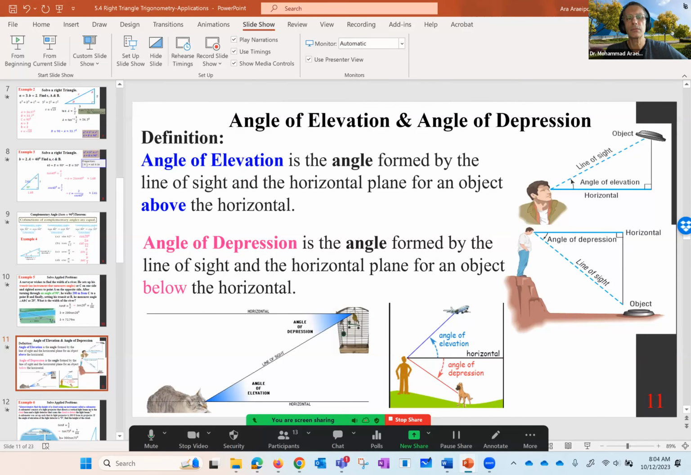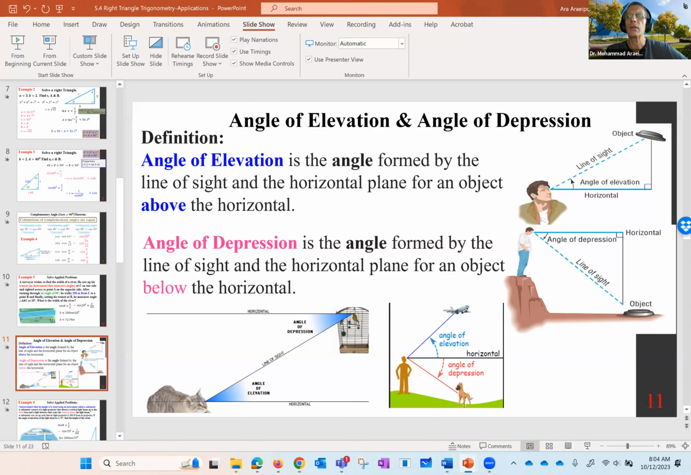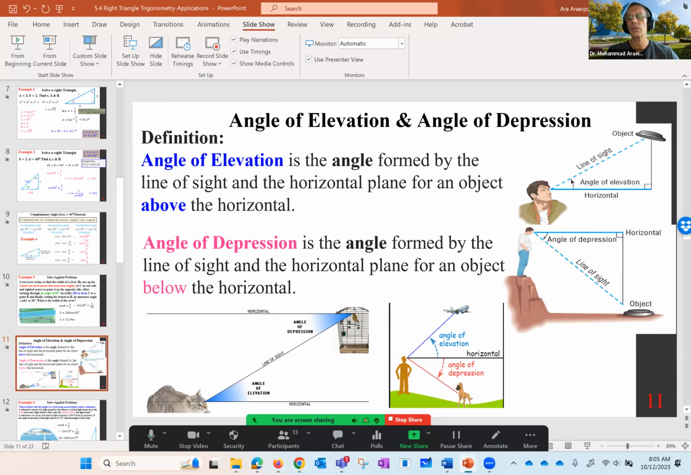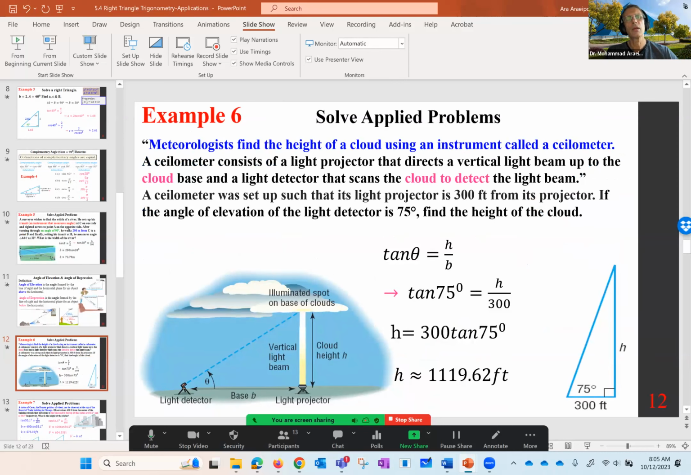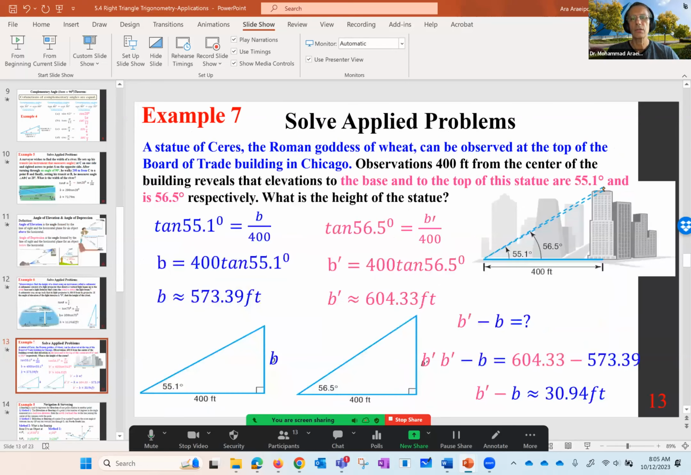Angle of elevation. The line of sight with respect to the horizontal line. If the object is above the horizontal line, it is considered angle of elevation. If it's below the horizontal line, it's considered the angle of depression. We looked at examples of that.